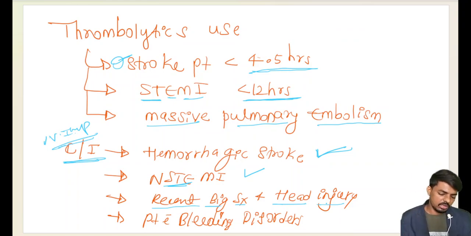Okay. And if the patient is suffering from any bleeding disorders, at that point also we will never use the thrombolytics. The very important contraindications you have to know: in hemorrhagic stroke, we will not use; in non-ST elevated MI, we will not use; in recent big surgeries and head injury, we will not use; and in patients with bleeding disorders, we will not use. Very important. Okay.